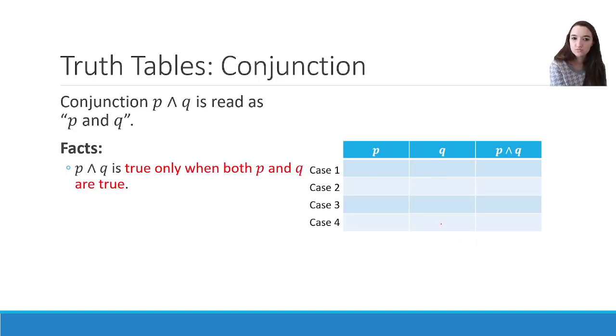Next we have the conjunction, which remember is our and statement. P with the upside down V, Q. So P and Q is true only when both P and Q are true. Now, this is not something I'm just making up. This is how we use the word and.